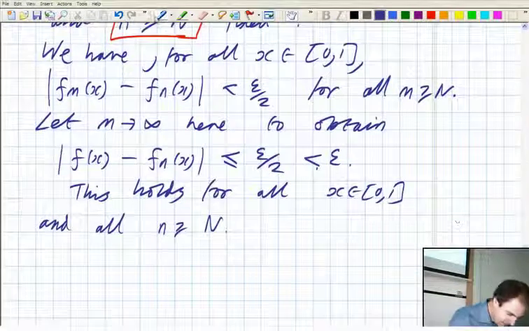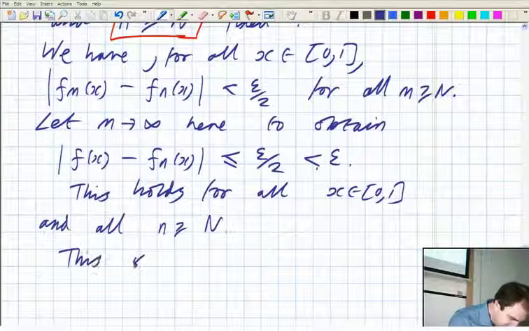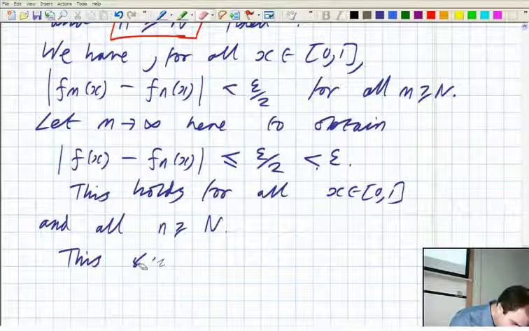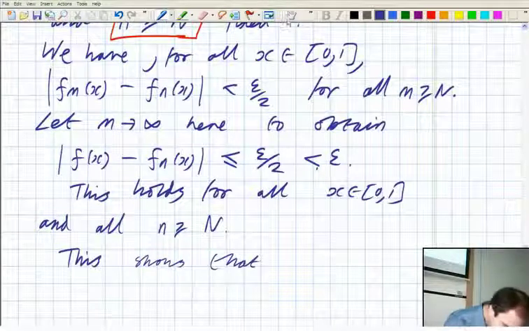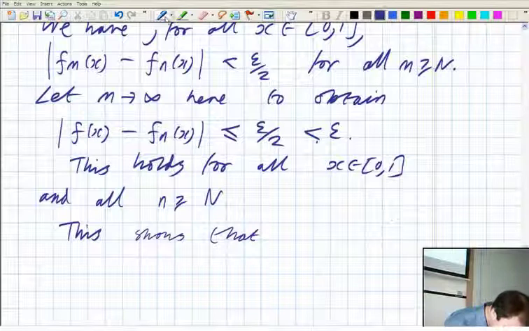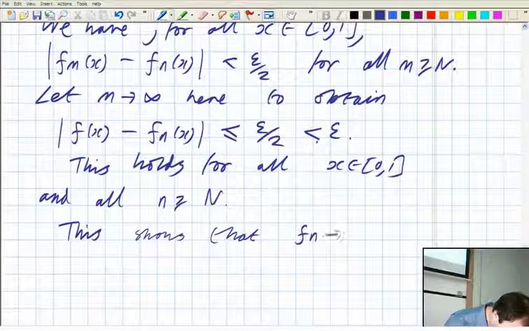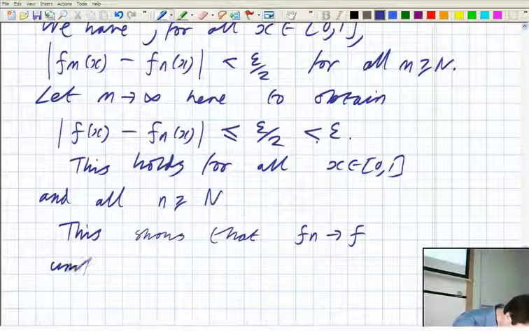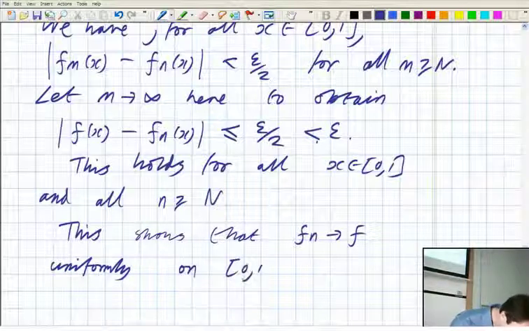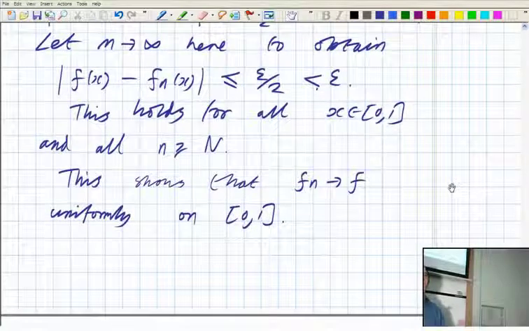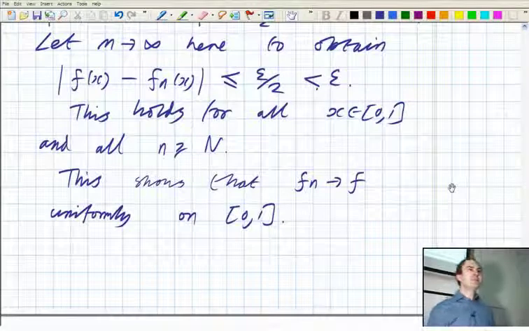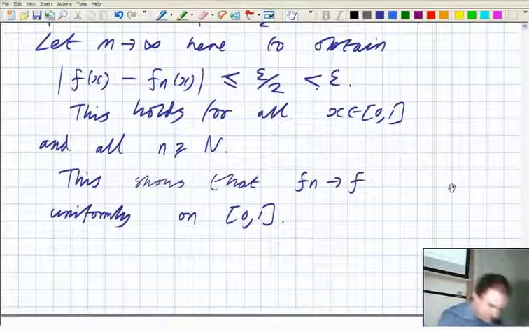Okay, so we've now shown that Fn tends to F uniformly on [0, 1]. From which you conclude that F is continuous, because we know a uniform limit of continuous functions is continuous.